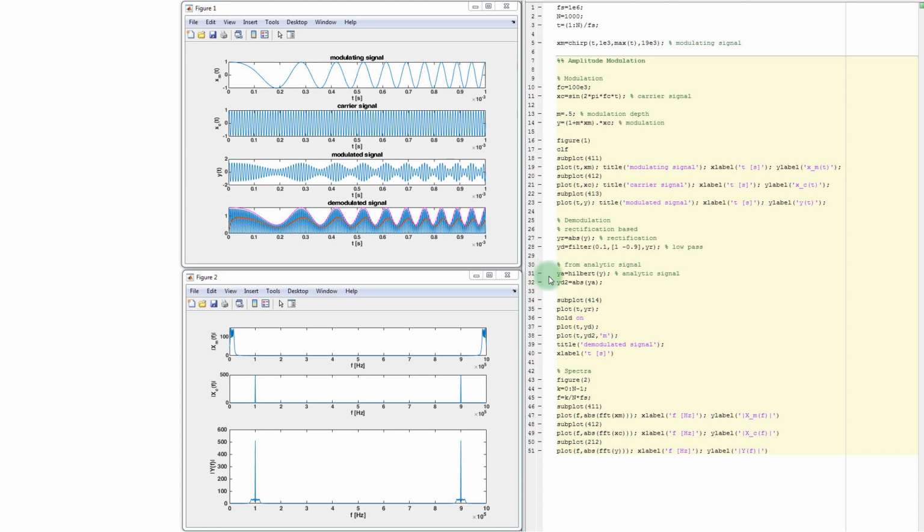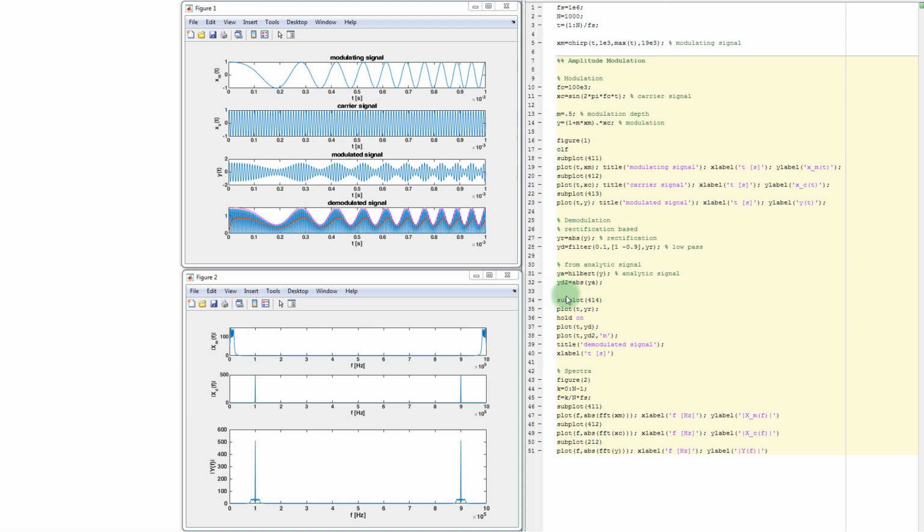Now the demodulation using the analytic signal. In this approach we will first compute the analytic signal using the function Hilbert. And then we will just compute the absolute value of our analytic signal. That will give us our demodulated signal.